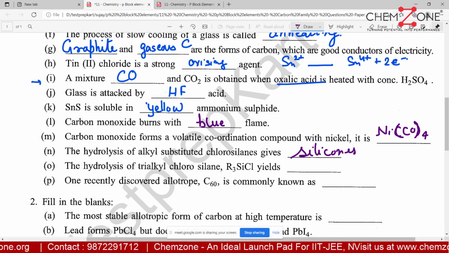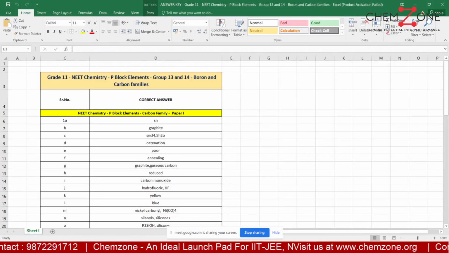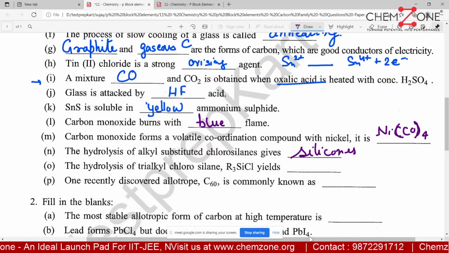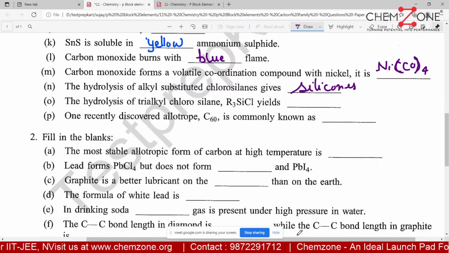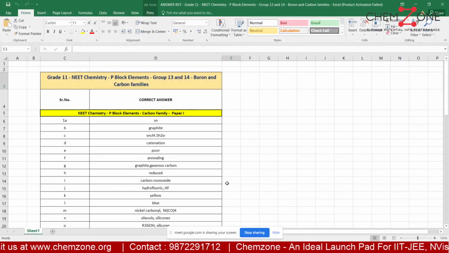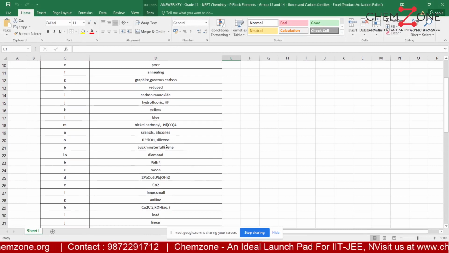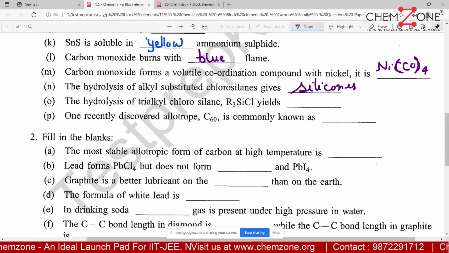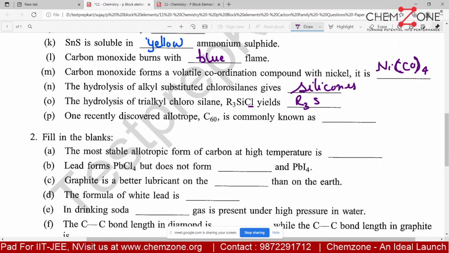Now the trialkyl chlorosilane will also give silicone. One OH will be replaced by the OH group. That type of silicone will be obtained.